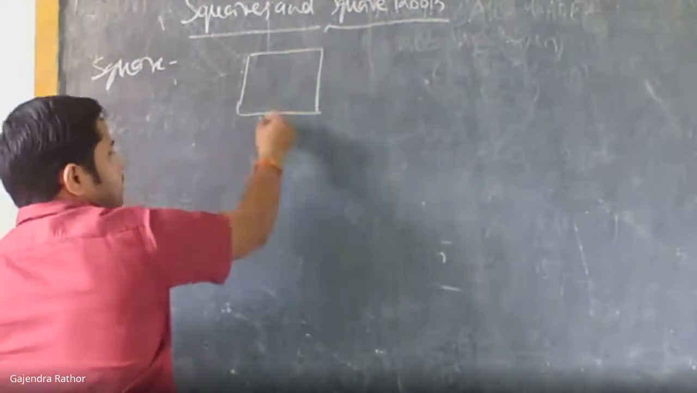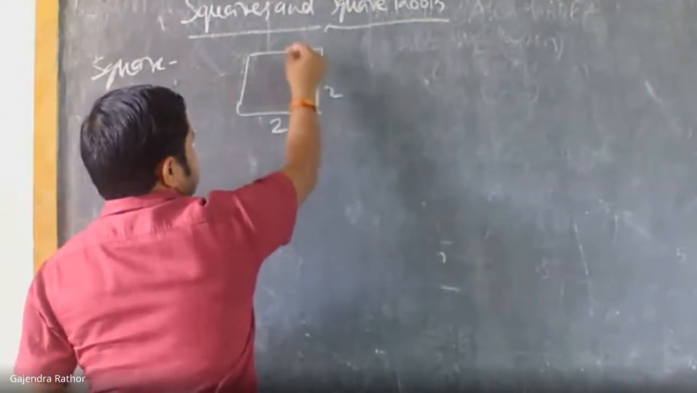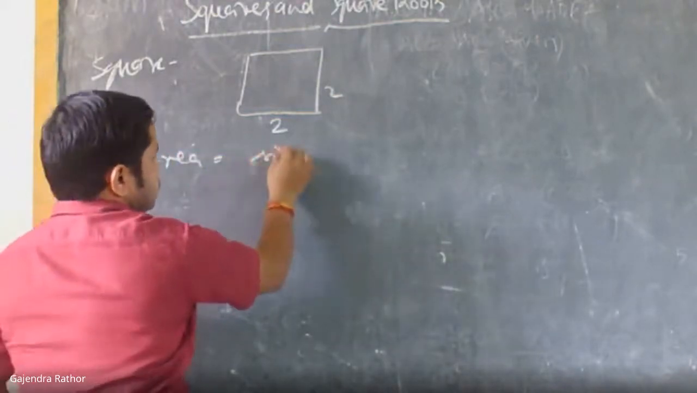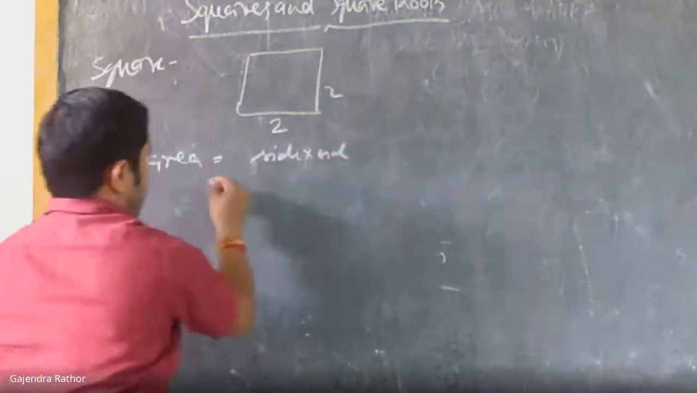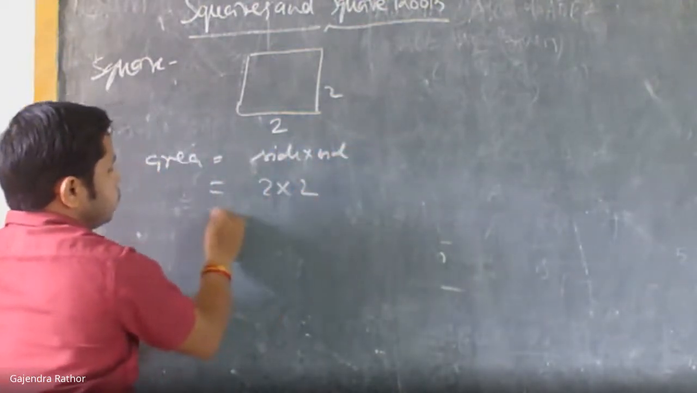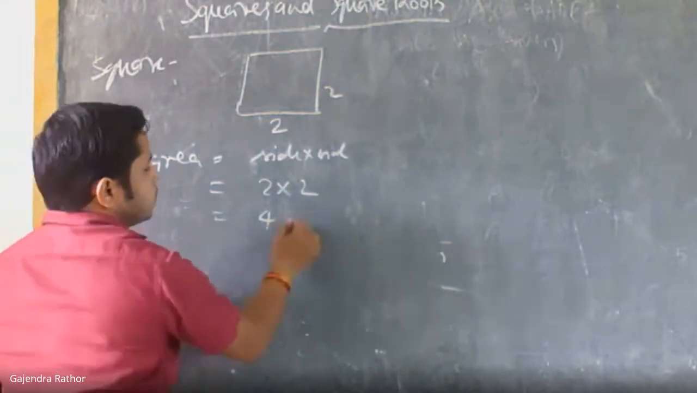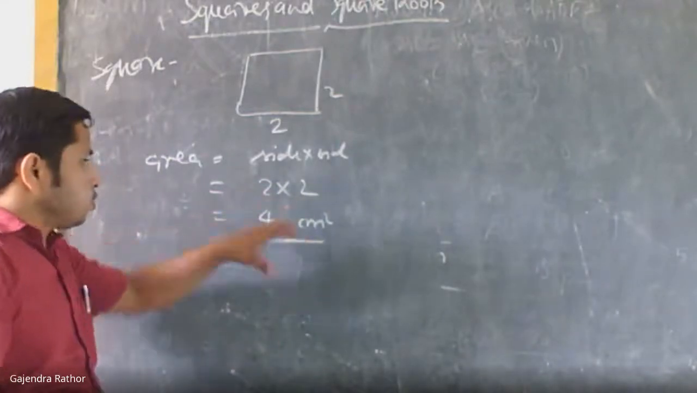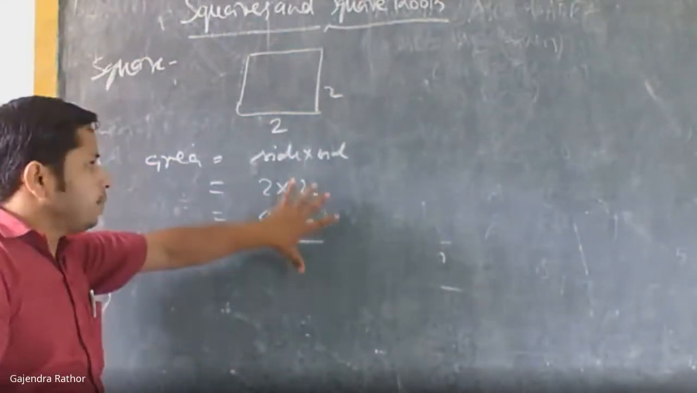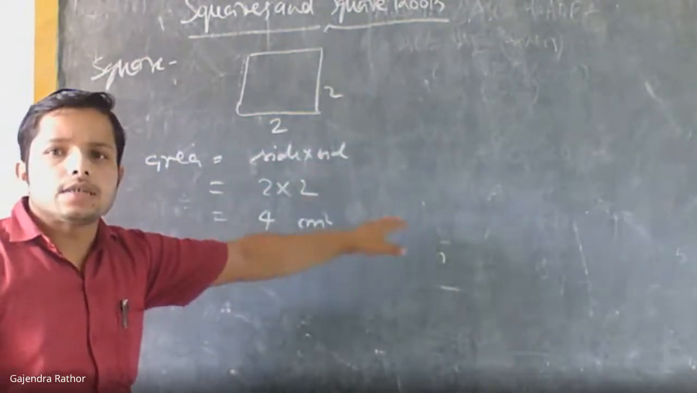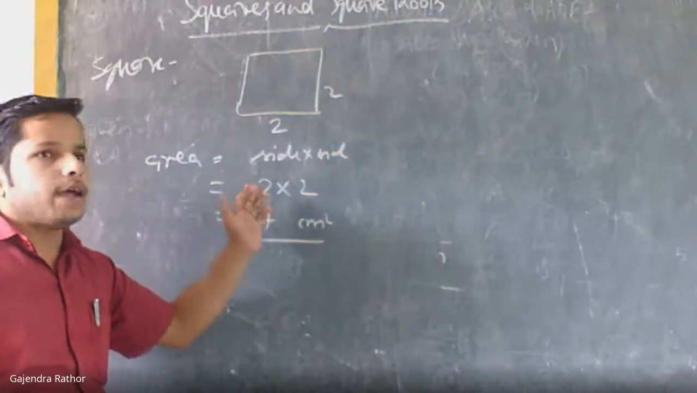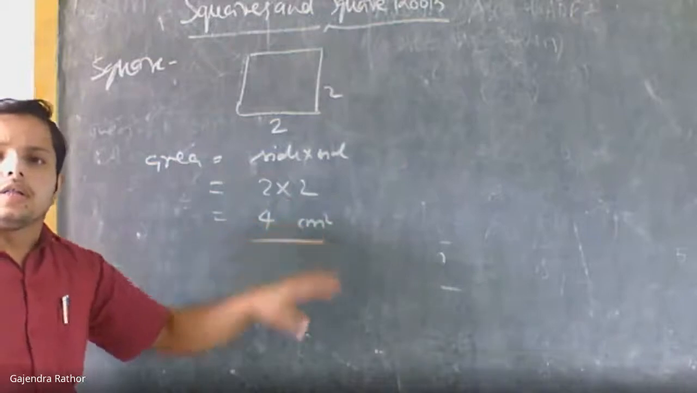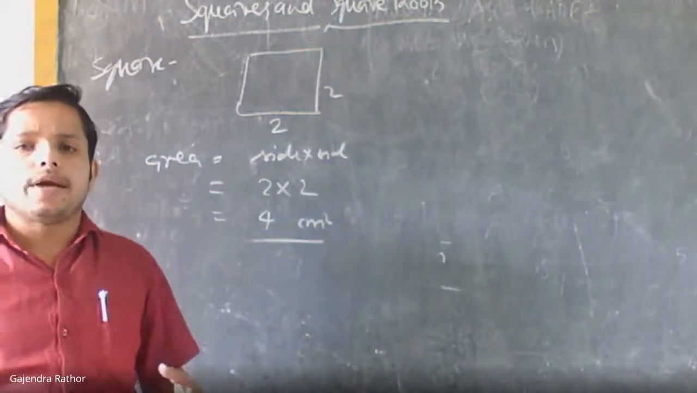Suppose that the side of this square is 2 centimeters. We know that the area of a square is side into side. So 2 multiplied by 2, the area of this square is 4 square centimeters. So how did we get the 4? Because we multiplied the side by itself, the side once again. We multiplied 2 by itself, 2. Then we got 4. Based on this we can define squares.